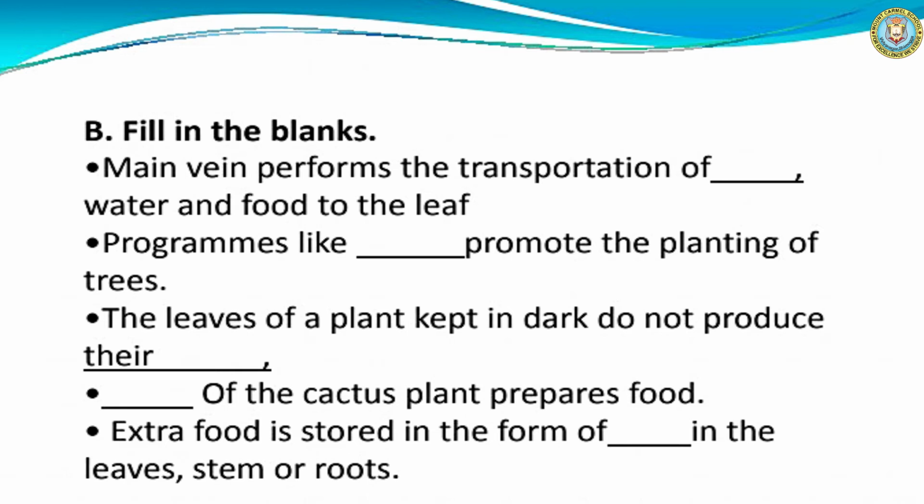ಓಕೆ. ಸೆಕೆಂಡ್ ಒನ್ ಈಸ್, programs like dash promote the planting of trees. ನಂಬರ್ ಆಫ್ ಪ್ಲಾಂಟ್ಸ್ ಜಾಸ್ತಿ ಆಗ್ಬೇಕಲ್ವಾ? ಅದಕ್ಕೆ ನಾವು ಯಾವ ಪ್ರೋಗ್ರಾಮ್ಸ್ ಫಾಲೋ ಮಾಡಬೇಕು? ಎಸ್, your guess is correct. That is Vana Mahotsava. The leaves of a plant kept in dark do not produce.